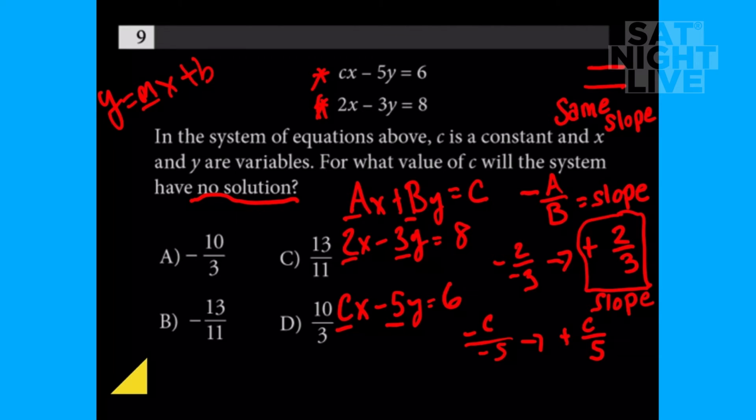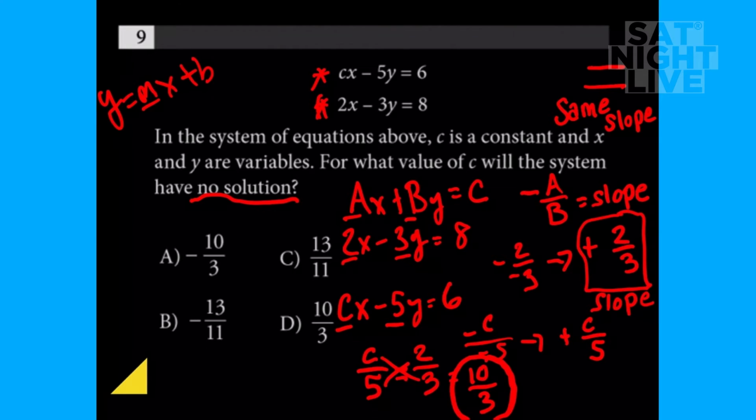Okay, so I've got 2 slopes. They need to equal each other. What do I need to do? Well, you can set them up and cross multiply. Put them side by side and see what happens. So if we look down here, we have c over 5 equals 2 over 3. So we want to cross multiply, like so. And we're going to end up with 10 over 3.